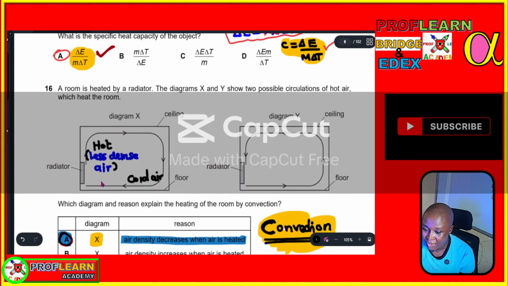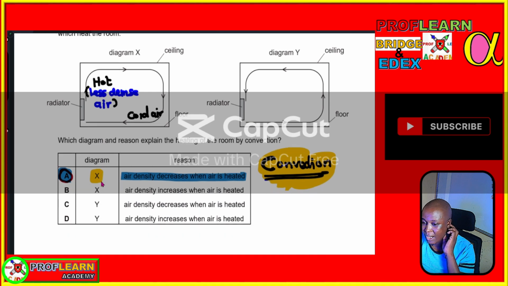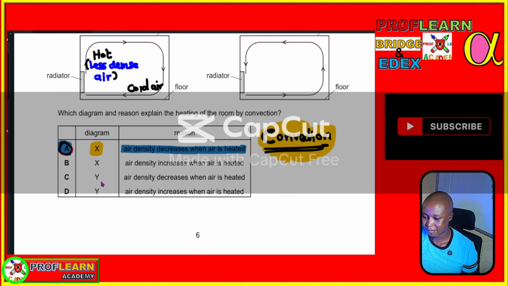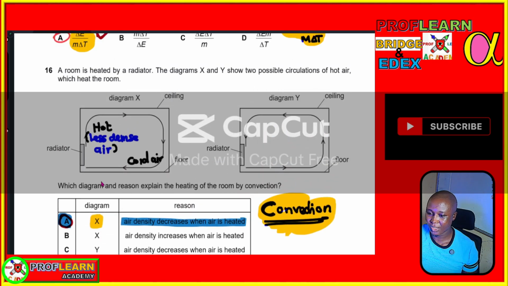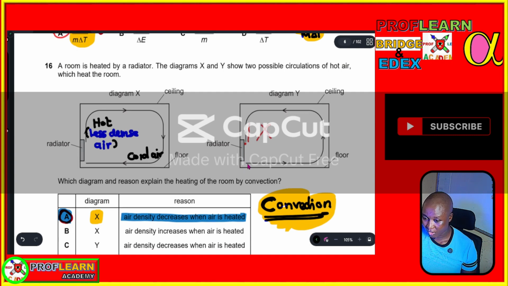So in that case, we are going to say which diagram and reason explain the heating of a room by convection. This is A, this is X, and the reason is that air density decreases when air is heated. So that is why you can see it's rising. But this one is wrong, because the moment this air that is here is heated, it becomes less dense and travels upward, not the other way. So this is not correct.